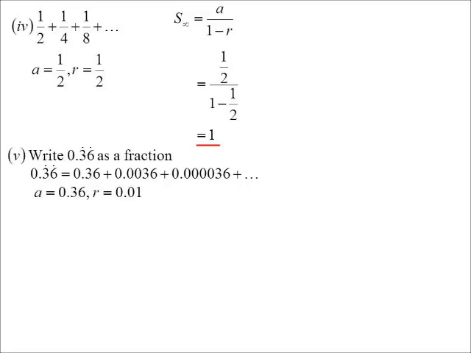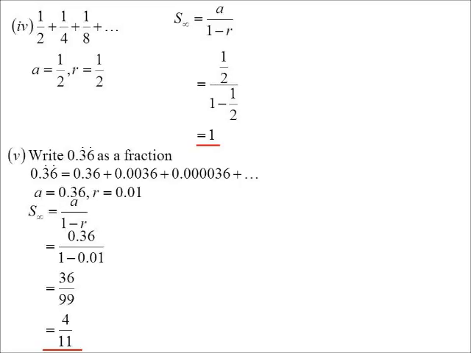The first term is 0.36. The common ratio is 0.01. So the sum to infinity, a on 1 minus r, I get 0.36 on 1 minus 0.01, which is 36 on 99. Well, it's actually 0.36 on 0.99, but of course we don't have decimals in fractions. So multiply top and bottom by 100, and you get your 36 on 99, which is 4 on 11. So it's yet another way of solving that particular problem.